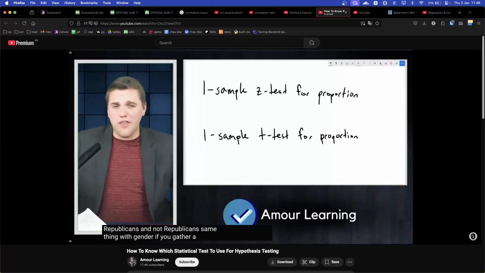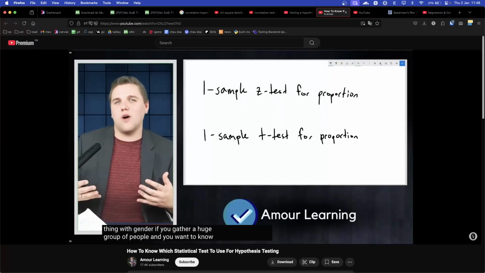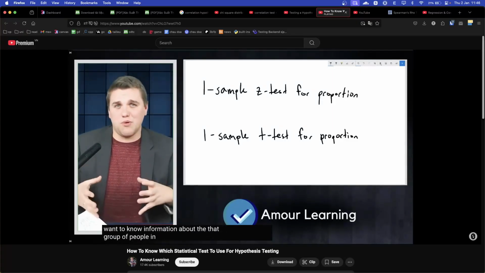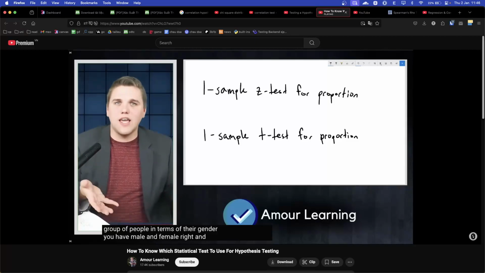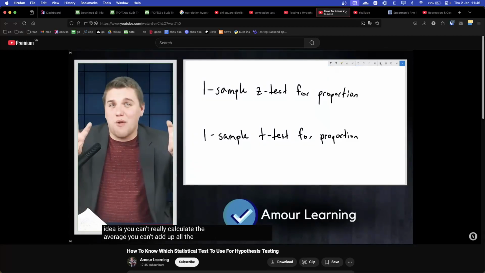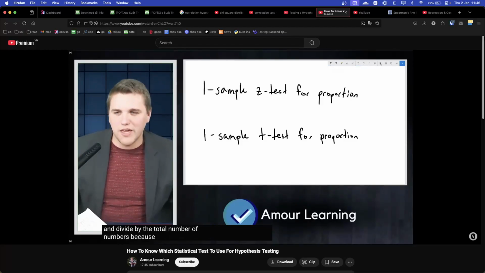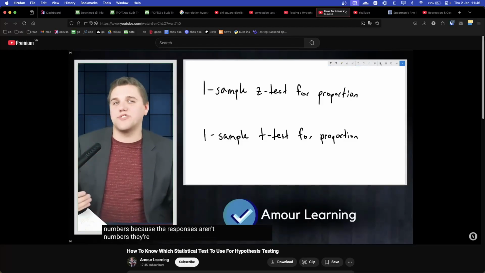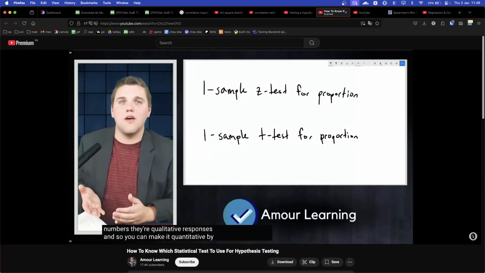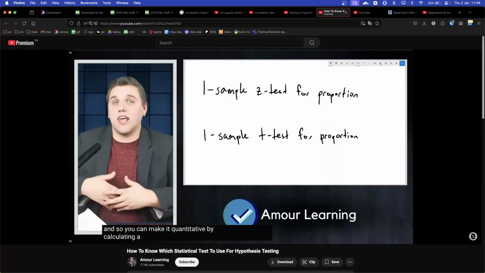Same thing with gender. If you gather a huge group of people and you want to know information about that group of people in terms of their gender, you have male and female, right? And the idea is you can't really calculate the average. You can't add up all the numbers and divide by the total number of numbers because the responses aren't numbers; they're qualitative responses. And so you can make it quantitative by calculating a proportion.